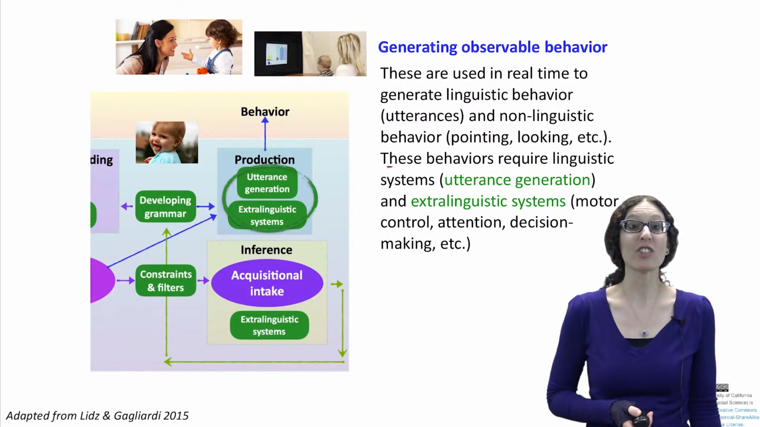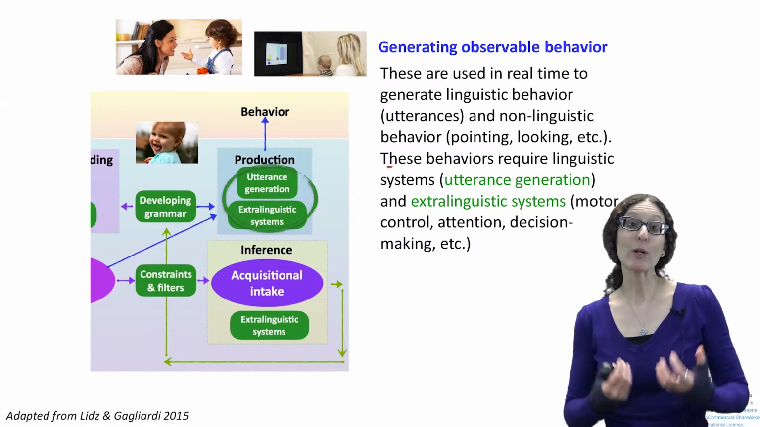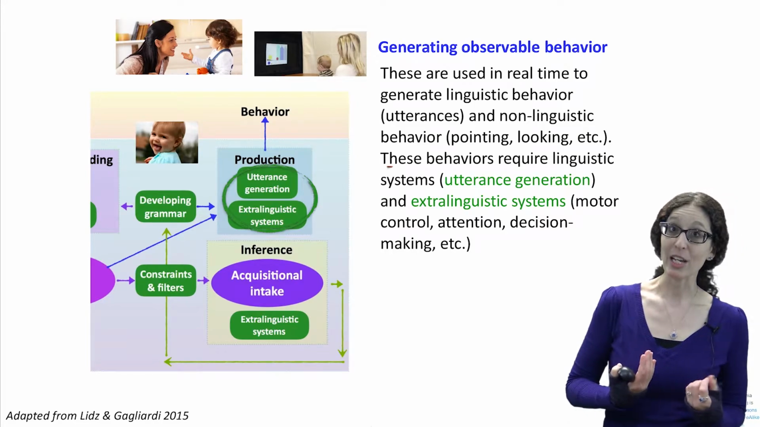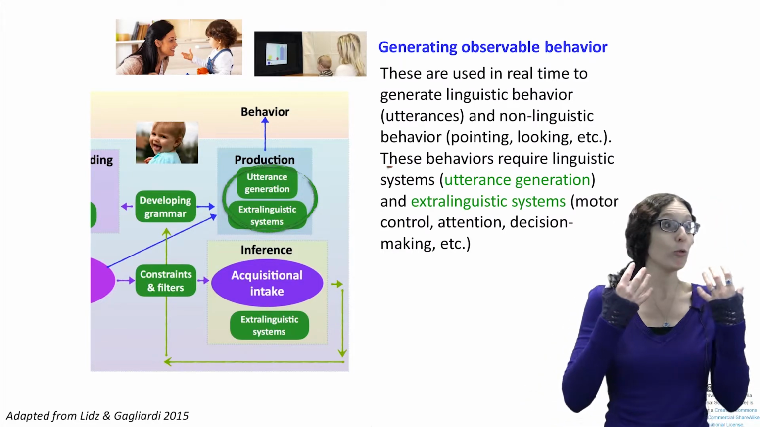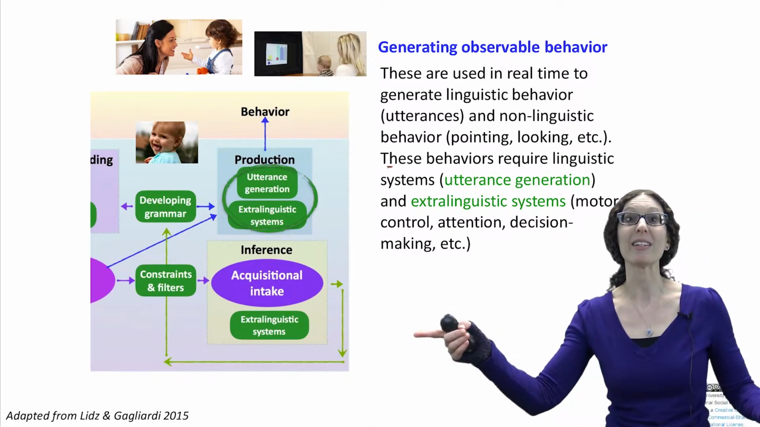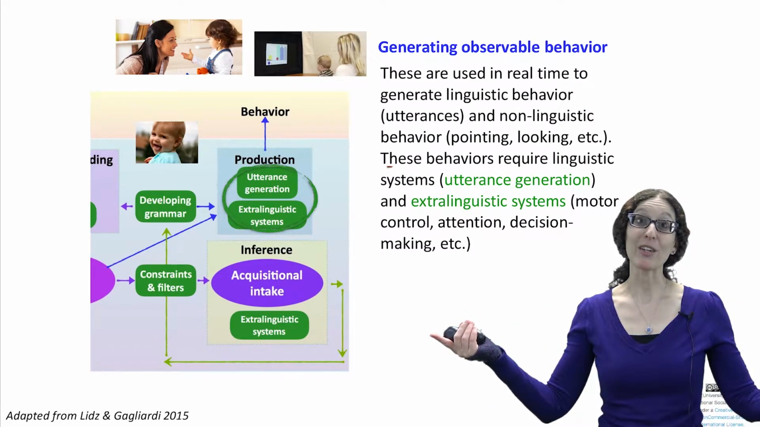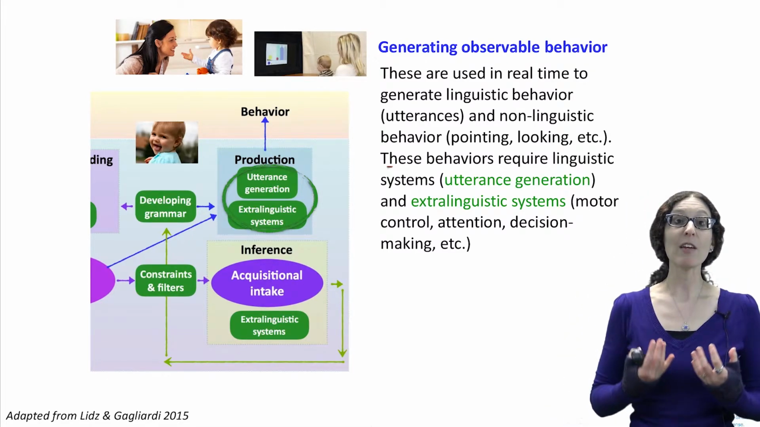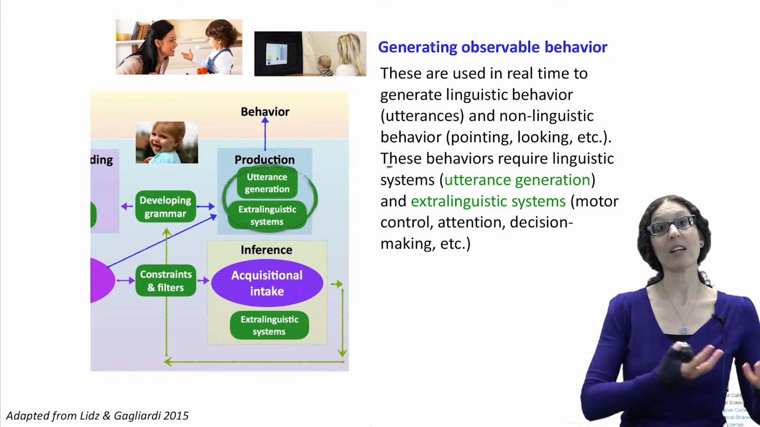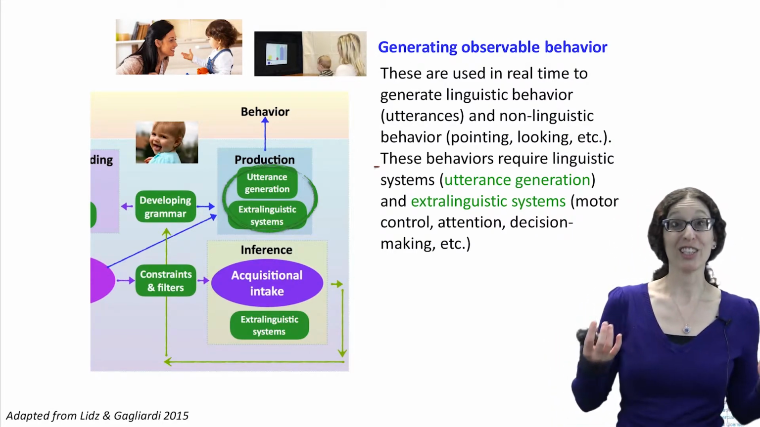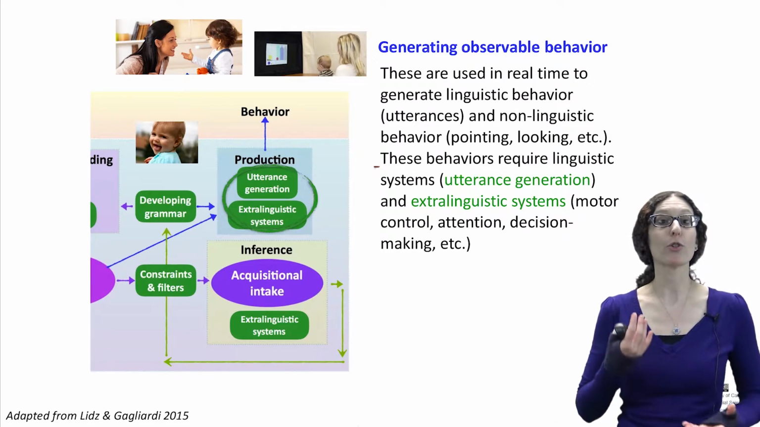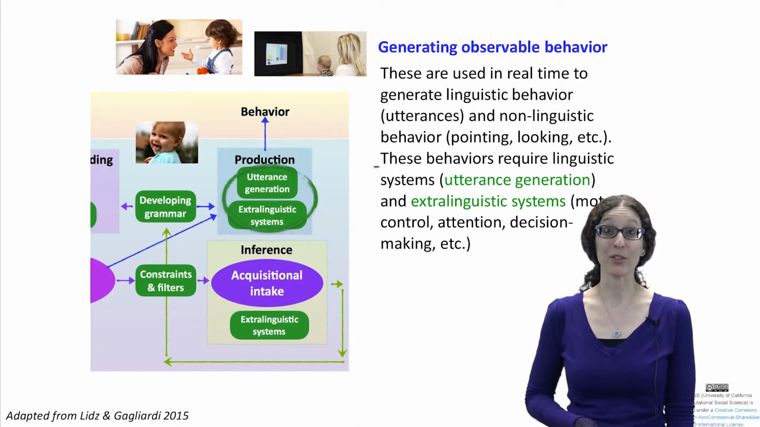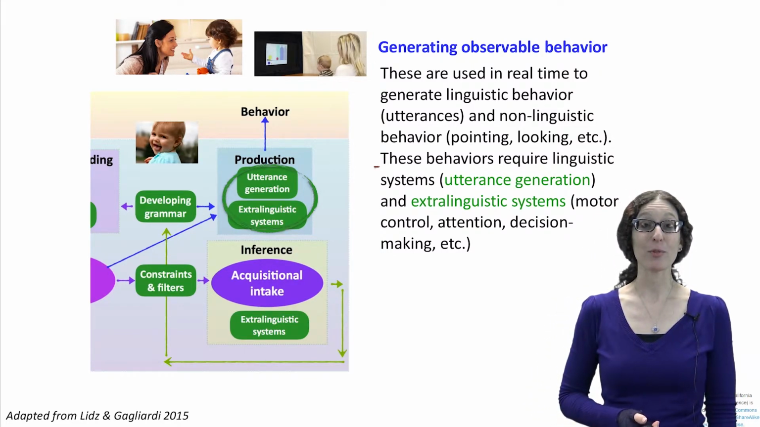So what kind of output does it generate? Well, it can generate both linguistic behavior, like utterances, you might say. It can also generate non-linguistic behavior, right? So if someone says an utterance to you, maybe you look in response to show you understand, or you point, you generate some non-linguistic behavior to indicate your comprehension, right? So these are the behaviors that can be produced. And so these behaviors require both linguistic systems, say of utterance generation, and extra linguistic, non-linguistic systems of, say, motor control or attention or decision-making in order to generate the behavior we actually observe, right? So that's how we get generating observable behavior.